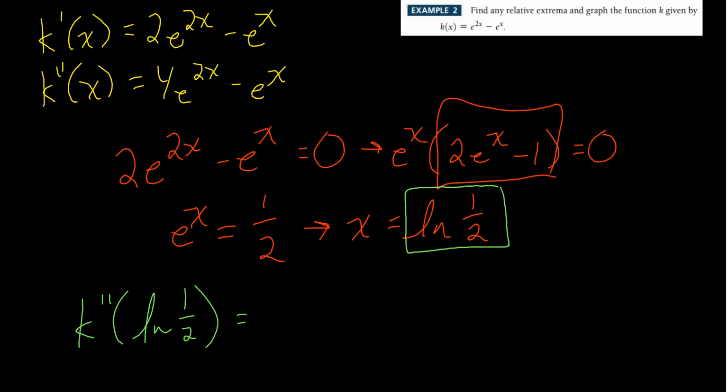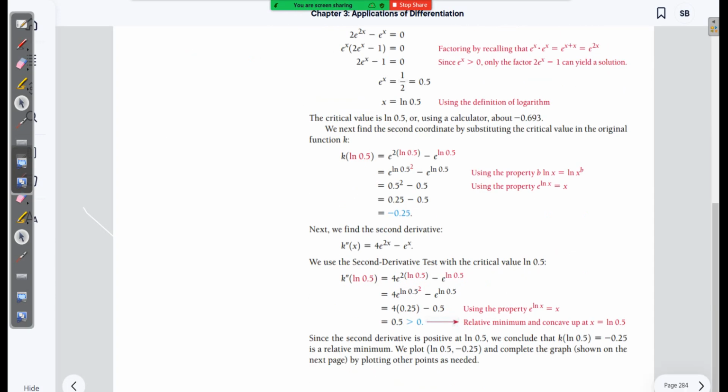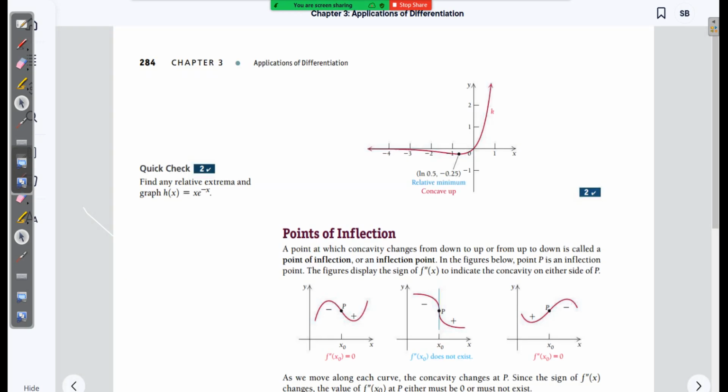Okay, so I get 0.5. Okay, and since 0.5 is greater than 0, then we have a relative minimum. So we have a relative minimum here at the natural log of 1/2. So we know that it's going to be the bottom of the graph. So let's go ahead and show that here.